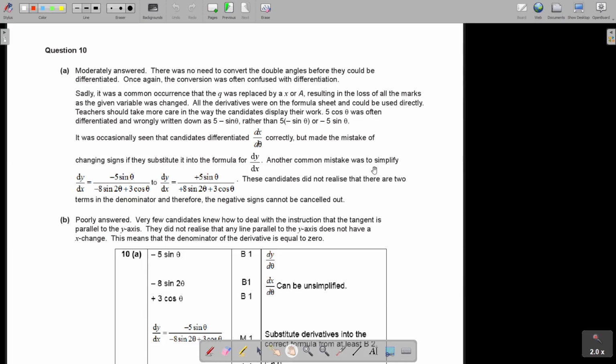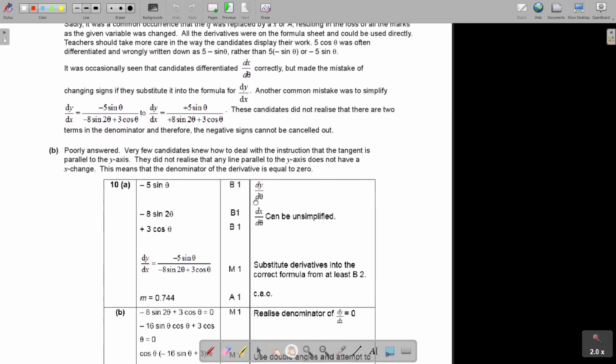Another common mistake was simplifying this to this. Be careful, that's not one term. Do you see? Keep the negatives. The candidates did not realize that there are 2 terms in the denominator, and therefore the negative sign cannot be cancelled out, only if you have 1 over 1 term.